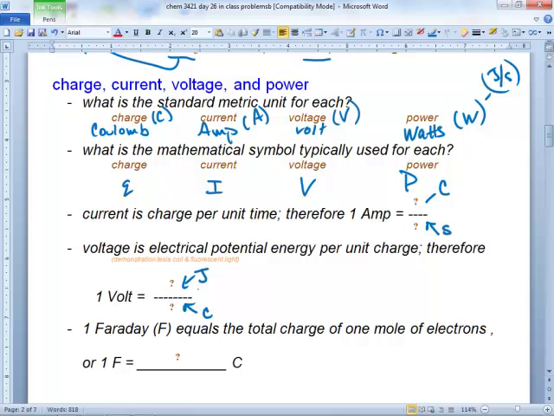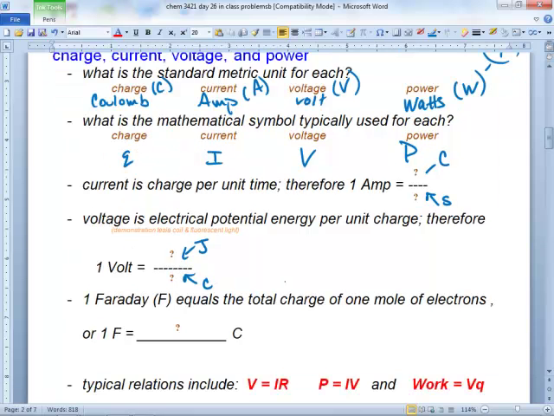You see it light up? So it gets those little guys to accelerate and speed up and hit the sides and fluoresce. But that's the idea, okay, with electrical potential energy. So voltage is just that, electrical potential energy per unit charge.